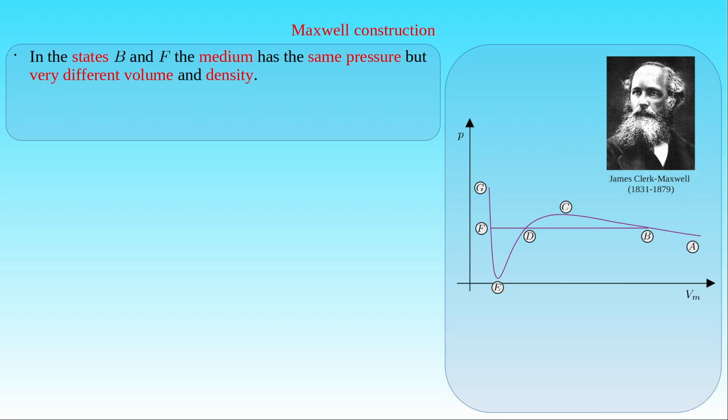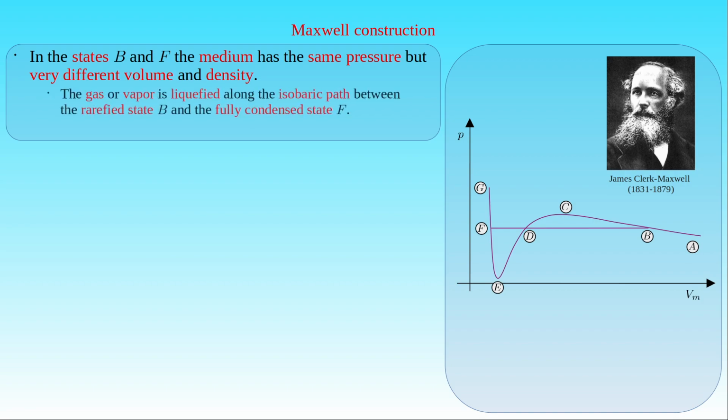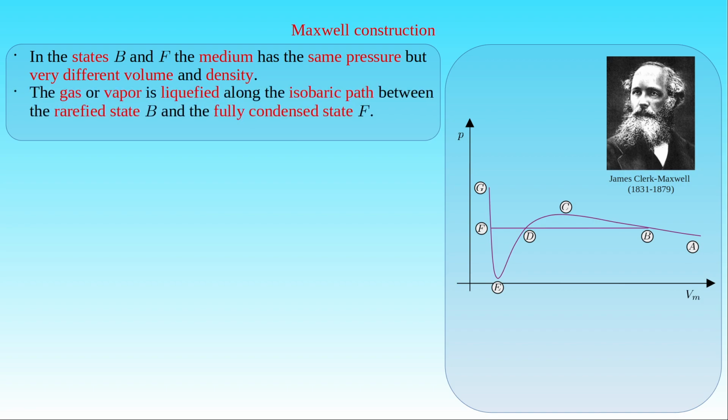Here the states B, D, and F are chosen such that the system has the same pressure. Maxwell assumed that the medium may evolve directly from the state B to the state F along a horizontal isobaric path instead of passing through the intermediate states C, D, and E.